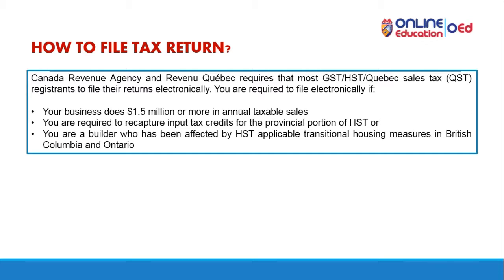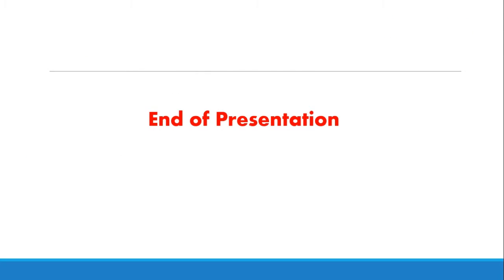Canada Revenue Agency and Revenue Quebec require most GST, HST or Quebec sales tax registrants to file their returns electronically. You are required to file electronically if your business does 1.5 million or more in annual taxable sales, you are required to recapture input tax credits for the provincial portion of HST, or you're a builder who has been affected by HST applicable transitional housing measures in British Columbia and Ontario.